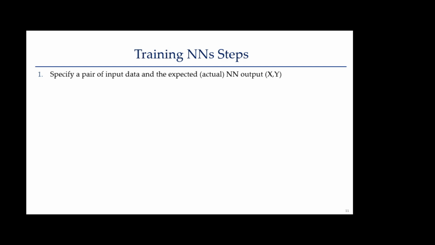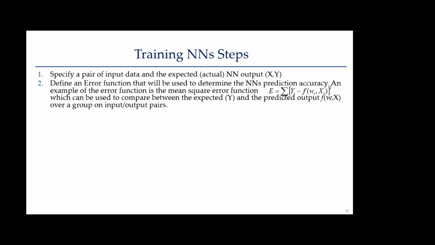So let's formulate the steps for training. We specify a pair of input data and the expected output. We also define an error function. The easiest error function will be the mean square error function, which computes the error between our target and the actual output that was produced by the DNN.